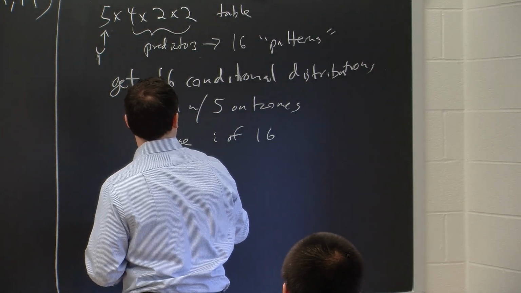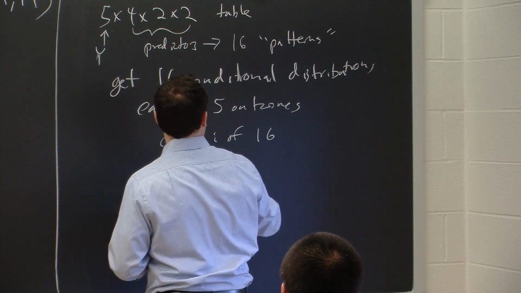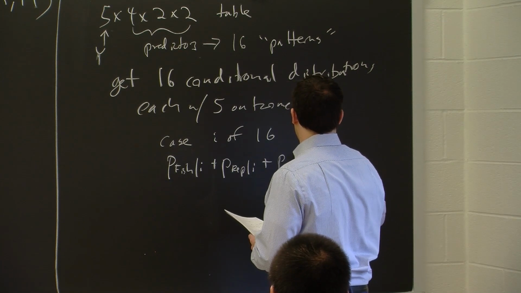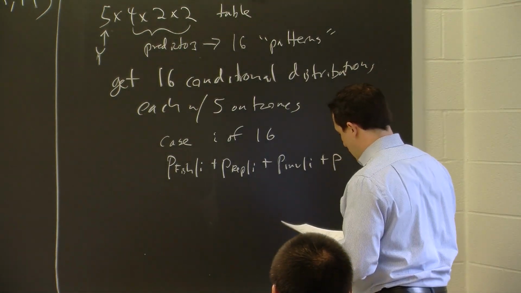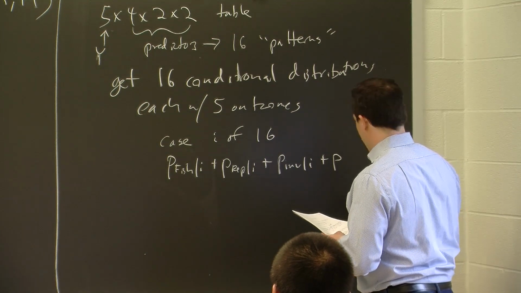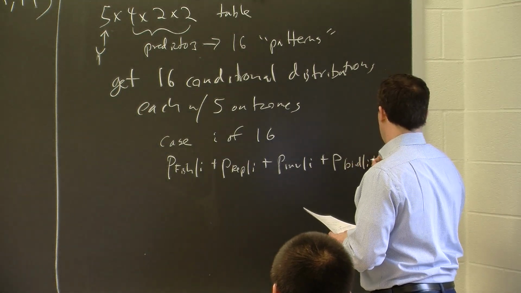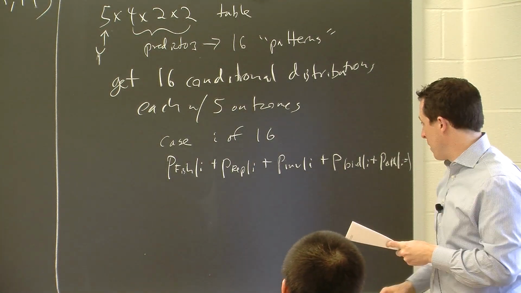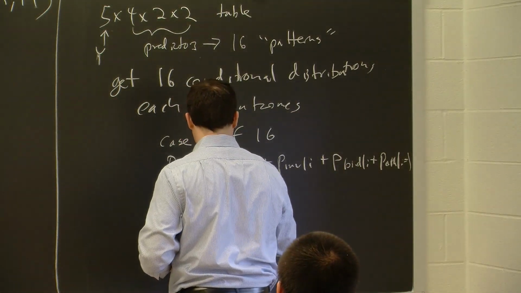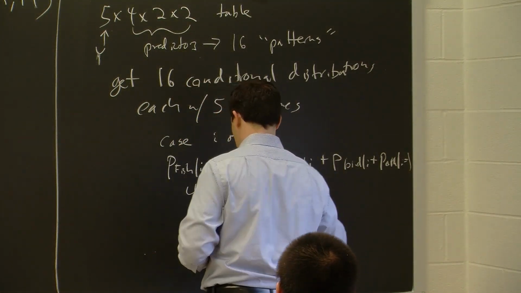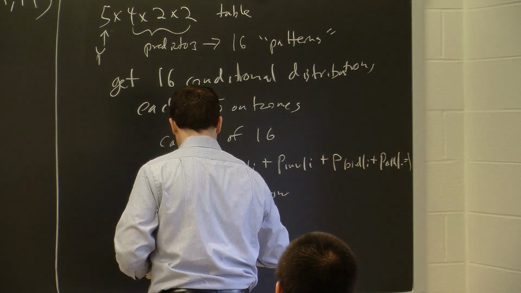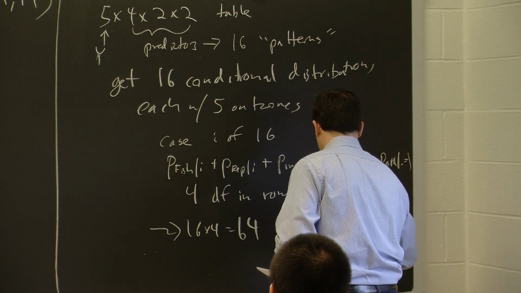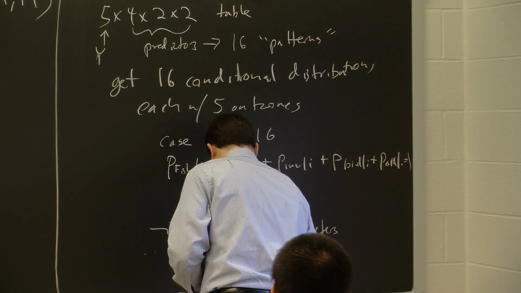We have probability of fish given I plus probability of reptile given I plus probability of invertebrate given I plus probability of, well, I don't remember what the other one is, bird given I plus probability of other given I, and those sum to 1. So we only have 4 free parameters, 4 degrees of freedom in the row. And so we have 16 times 4 equals 64 parameters for the saturated model.